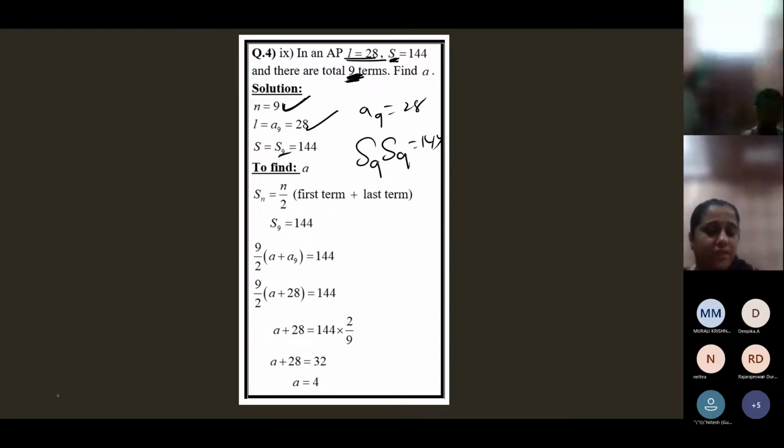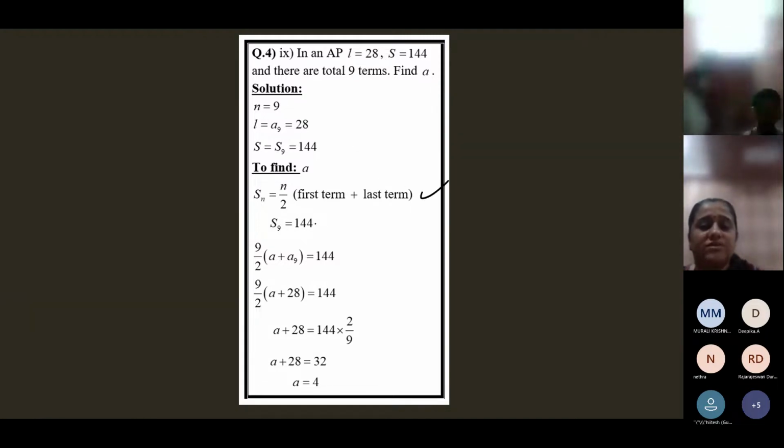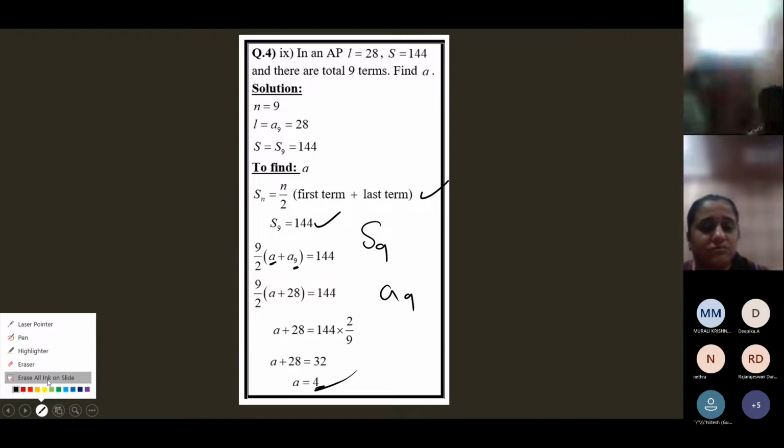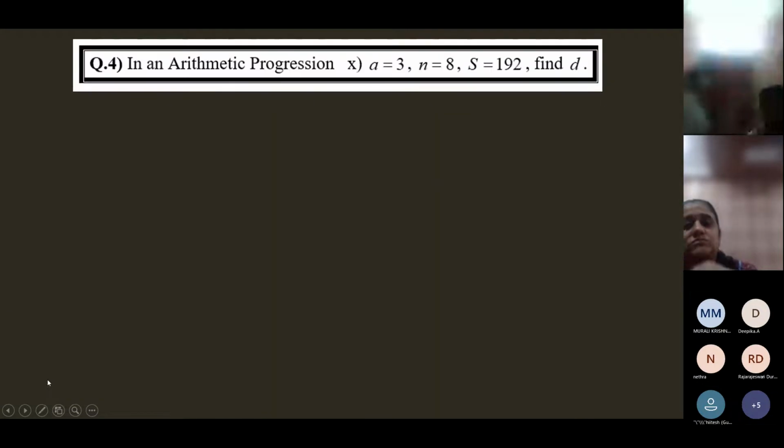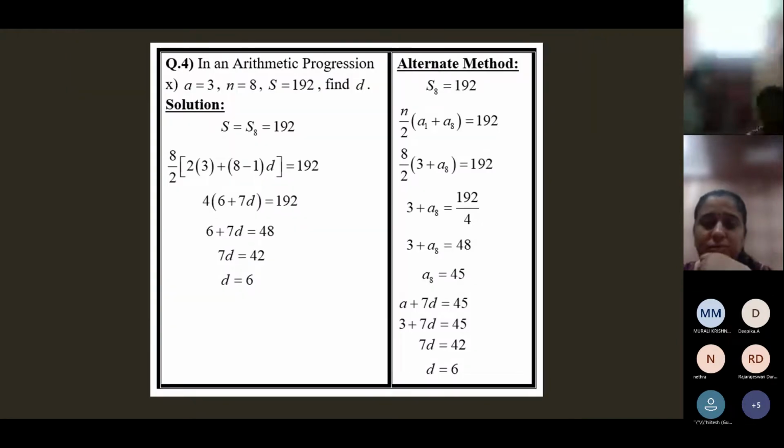S9 is 144. Yeah, we use this formula: S9 is equal to 144. So n by 2, 9 by 2, of the first term A plus the last term A9. When you're finding the sum to the first 9 terms, A9 will be the last term. So we substitute and A is 4. I think this also you can do by yourself.